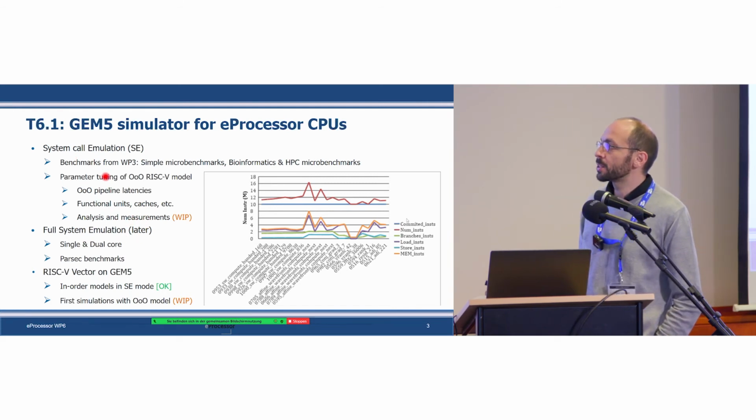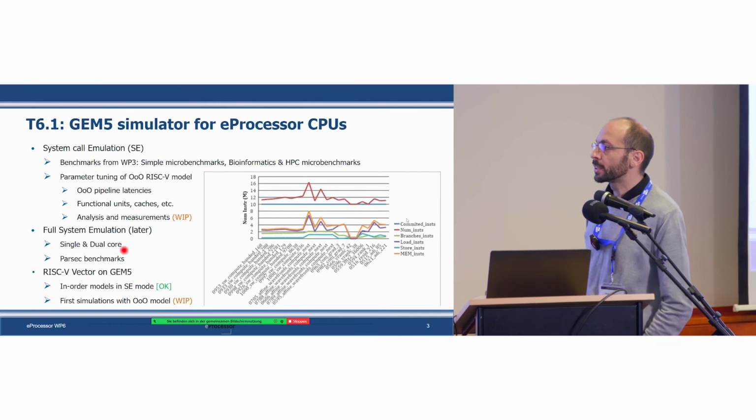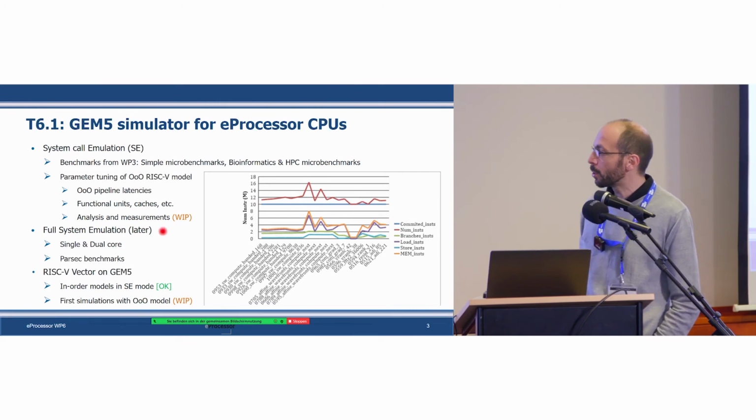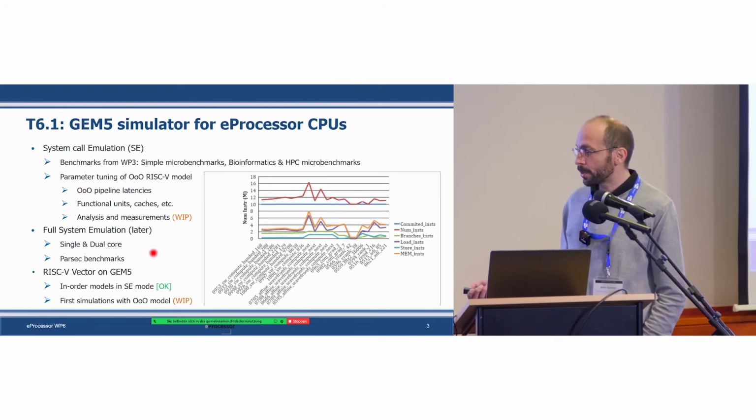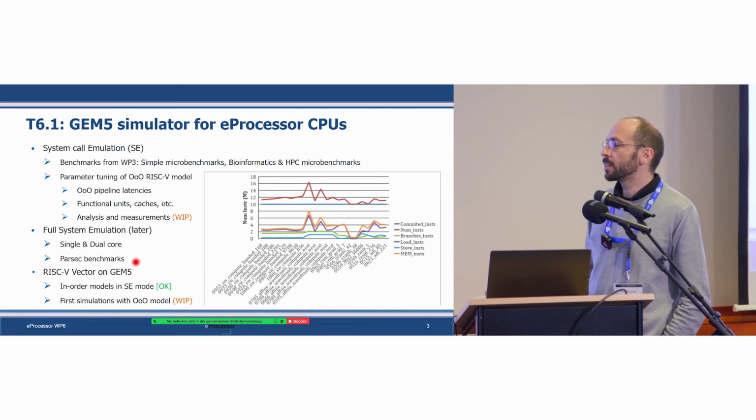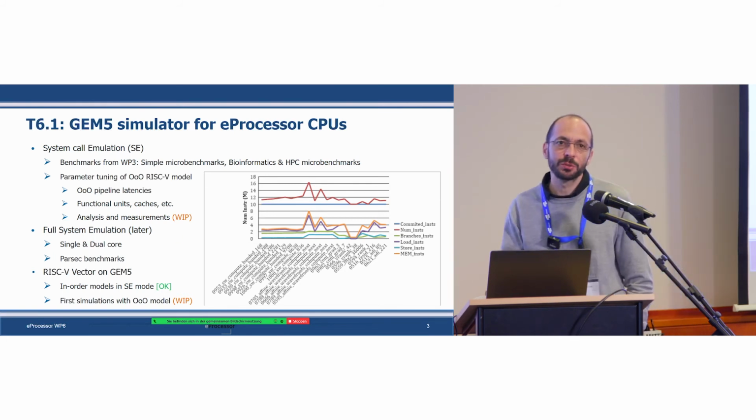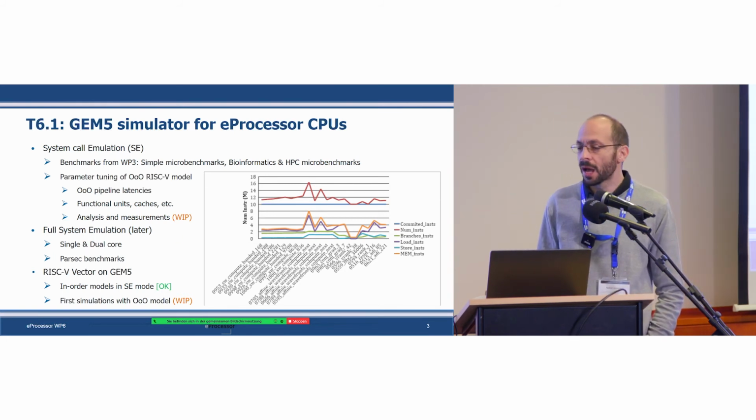We're currently in system call emulation mode. We will do full system emulation later of the single and dual core, running PARSEC benchmarks as well. And also RISC-V vector support on gem5 has been introduced. And so we can get all kinds of interesting numbers to give us a good idea of how our architecture should look.